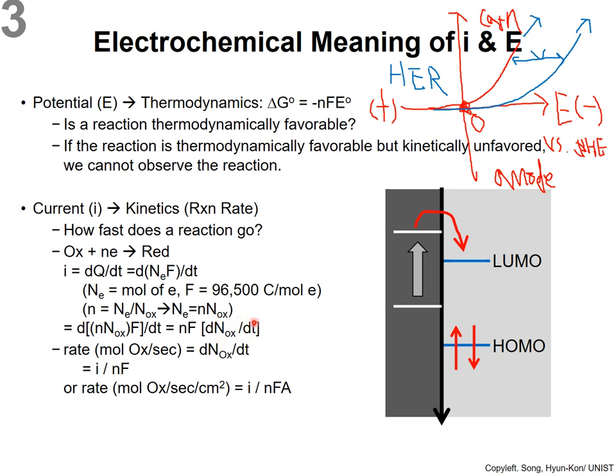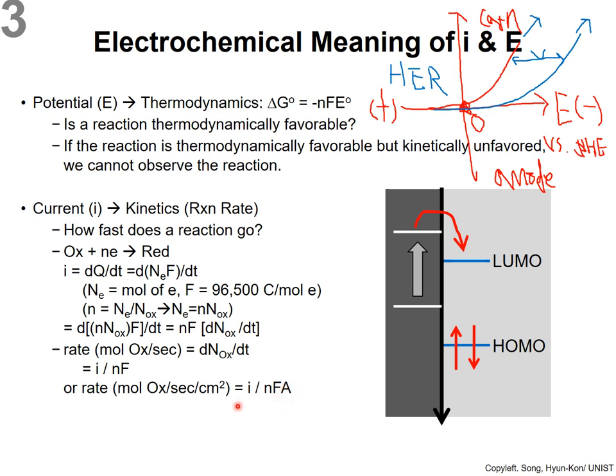What is that? This is the reaction rate. The unit of reaction rate is, of course, moles of oxidized species per second. So the reaction rate is equal to I over nF. So the reaction rate is equal to current divided by the number of electrons transferred and the Faraday constant. In electrochemistry, we are focusing on the area of electrodes, so we prefer this kind of unit for the reaction rate: moles of oxidized species per second, and one more thing, per square centimeter of electrode. So the reaction rate used in electrochemistry is equal to current over nF times electrode area.